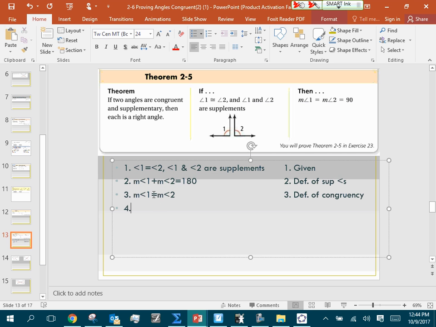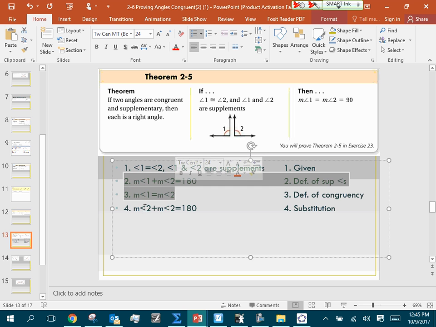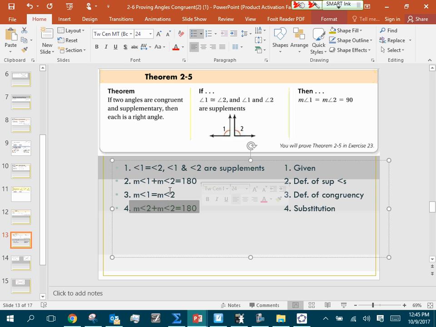Okay. Now what I'm going to do is, if I got measure of angle 1 equals measure of angle 2, can I come up here and just replace 1 with 2 right there? So statement number 4, I'm going to write as measure of angle 2 plus measure of angle 2 equals 180. And that's substitution. Okay? Statement 2 and 4. I got 4 by rewriting 2, but instead of writing angle number 1, I wrote it as angle number 2 because they're the same here in number 3. Does that make sense?